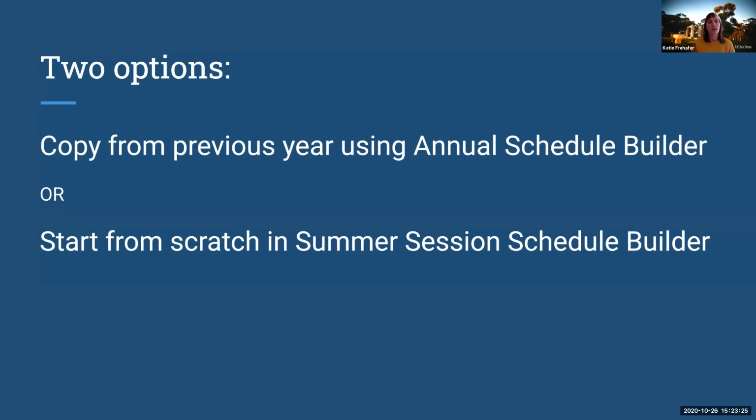So when you're getting started, you have two options. If you are using the ISA to copy from a previous year using the annual schedule builder, that's a really good way to get a jump start on your class schedule, because frequently departments have a very similar number and distribution of course offerings year to year. And so if you're a department that your schedule generally looks pretty similar, copying is probably a good way to start. Or if not, you can always start from scratch in the summer schedule builder.